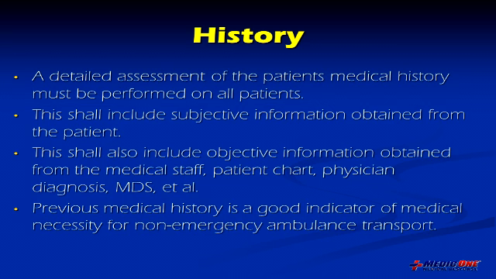When we're documenting patient history, a detailed assessment of the patient's medical history must be performed. This shall include all subjective information obtained from the patient. In addition, we need to get objective information from the medical staff, the patient's chart, the physician diagnosis report, and the MDS sheet when possible. Previous medical history is a good indicator of medical necessity for non-emergency transport. So when we're looking at previous medical history, we're looking at their diagnosis. Those codes that they are assigned, the diagnosis codes from the facility, also translate over to the ambulance side. So that's why history is very important.